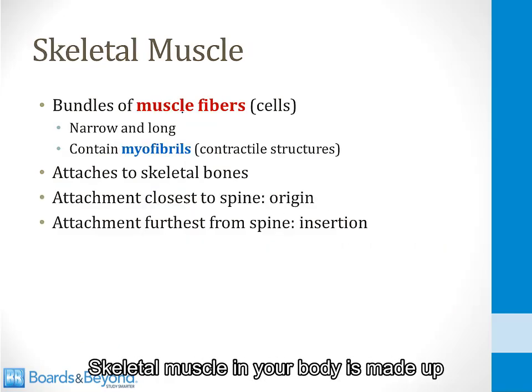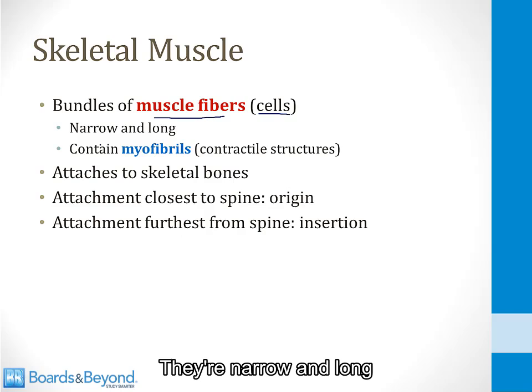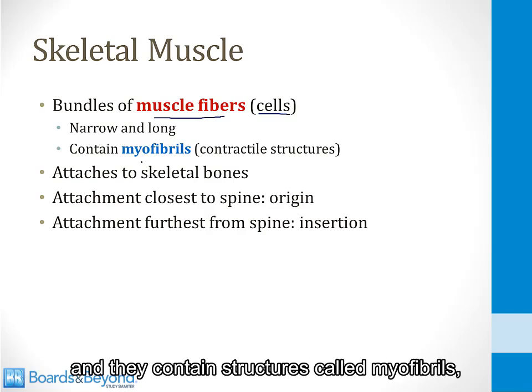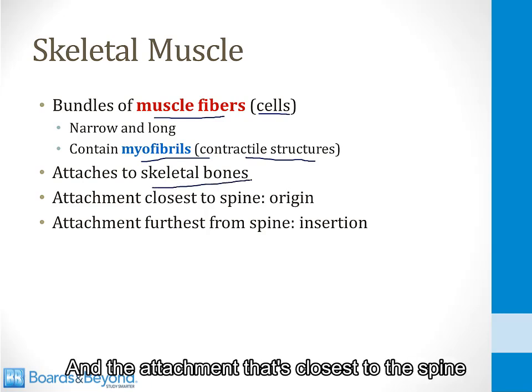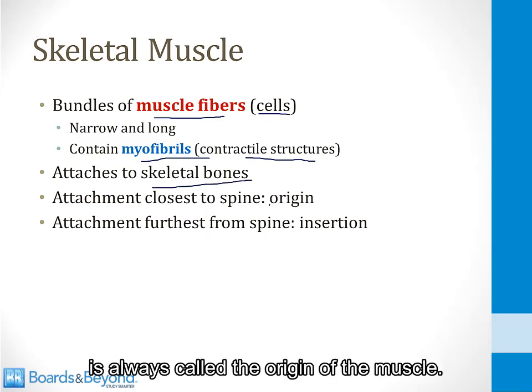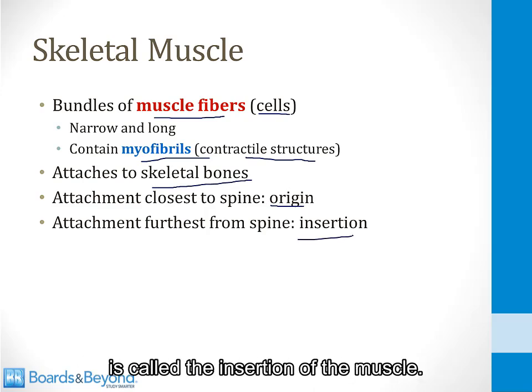Skeletal muscle in your body is made up of bundles of muscle fibers, which are cells. They're narrow and long, and they contain structures called myofibrils, which are the contractile structures that allow muscles to work. They're called skeletal muscle because they attach to skeletal bones, and the attachment that's closest to the spine is always called the origin of the muscle, and the attachment furthest from the spine is called the insertion of the muscle.